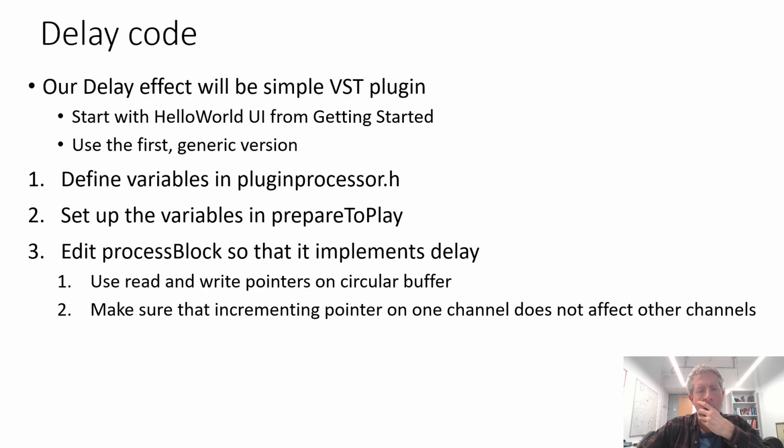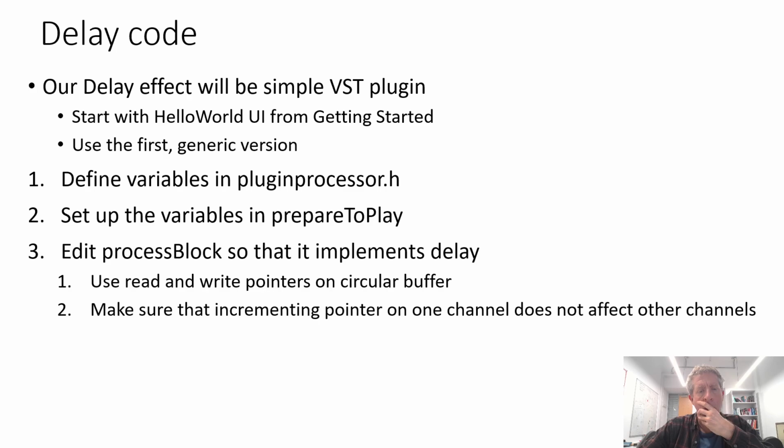So we need to do the same steps that are done over and over in our plugin development. We define variables in the plugin processor header file. We set them up in Prepare to Play, and we edit the process block. Here, we need to keep read and write pointers on a circular buffer and make sure that incrementing the pointer on one channel does not affect the other channel, because typically we have left and right channels. If you move the pointer one sampling period forward and now look at the other channel, we're pointing to the wrong place. So one might keep two pointers, or one might only update them after all of the channels have been dealt with.